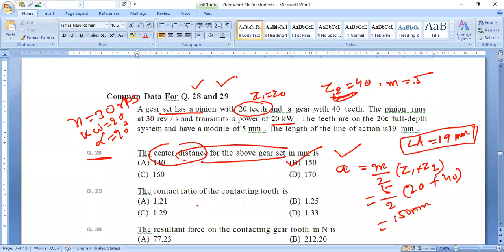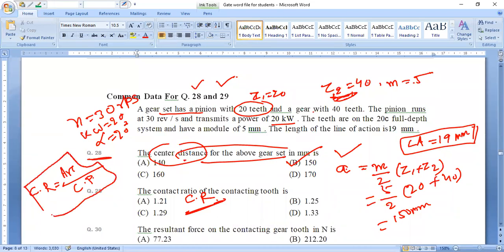Now the contact ratio of the contacting tooth. आपको निकालना है CR, है ना, contact ratio। तो contact ratio कैसे निकलता है? Length of the arc divided by circular pitch. This is the formula for the contact ratio. ध्यान रखिएगा, शायद आपने पढ़ा नहीं होगा ऐसे। So this is the formula for the contact ratio, arc length divided by CP, and arc length is line of action divided by cos pressure angle.